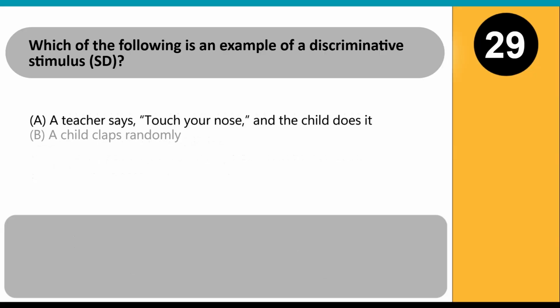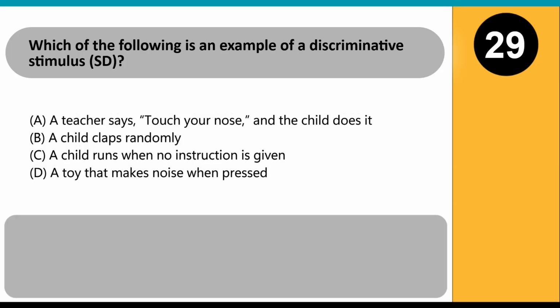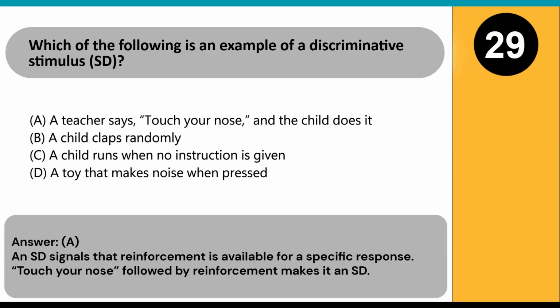Which of the following is an example of a discriminative stimulus, SD? A. A teacher says, "Touch your nose," and the child does it. B. A child claps randomly. C. A child runs when no instruction is given. D. A toy that makes noise when pressed. Answer: A. An SD signals that reinforcement is available for a specific response. Touch your nose followed by reinforcement makes it an SD.